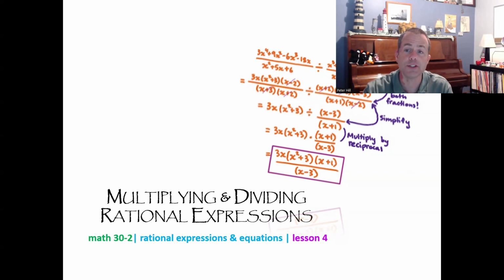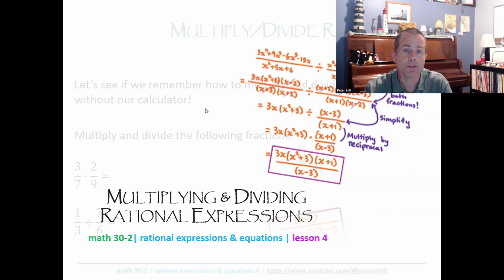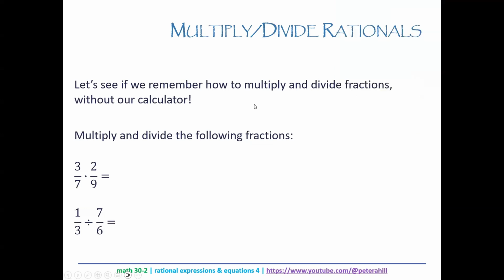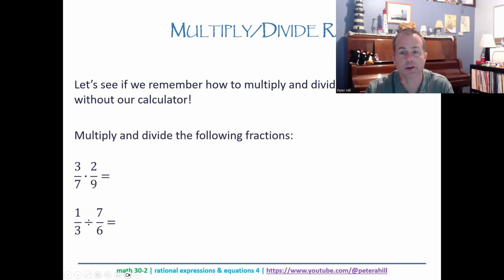Except we need to make sure that we are thinking about how to multiply just regular old fractions or divide regular old fractions, okay? Let's see if we remember how to multiply and divide fractions without using our calculator. So we're going to take a look at the following. 3 over 7 times 2 over 9.